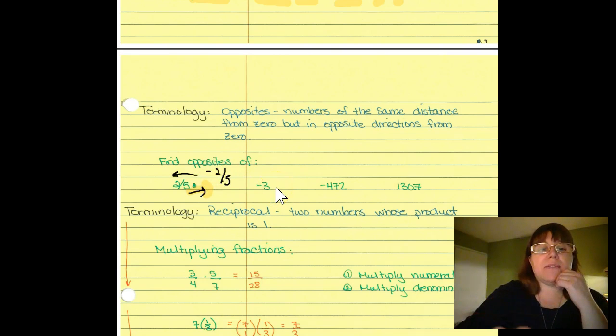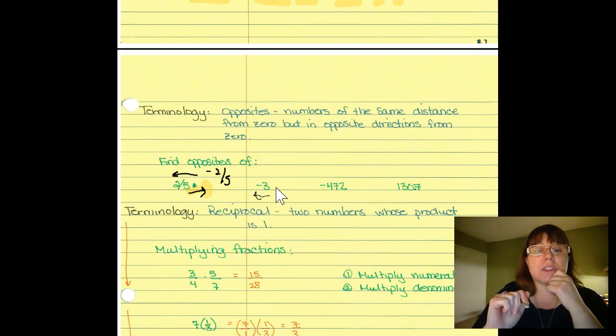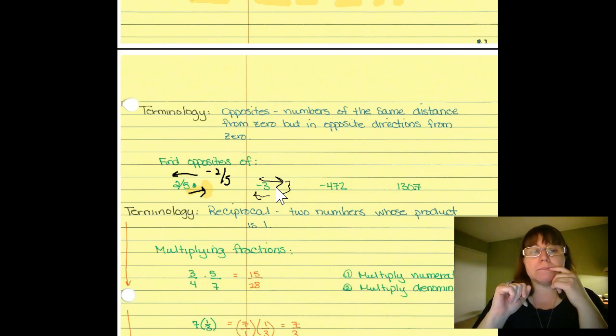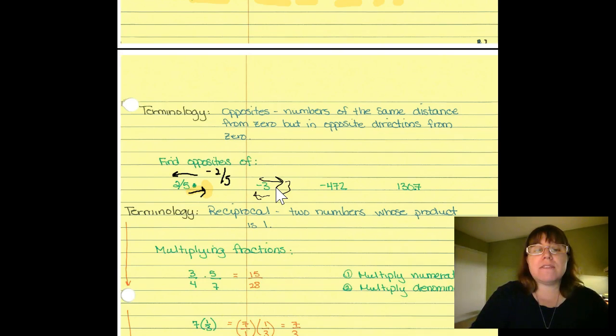Likewise, if I went to the left 3 spots to get to negative 3, I'll have to go to the right 3 spots. Therefore, the opposite of negative 3 is positive 3. If I went to the left 472 spots to get to negative 472, then my answer of the opposite is going to be positive 472.